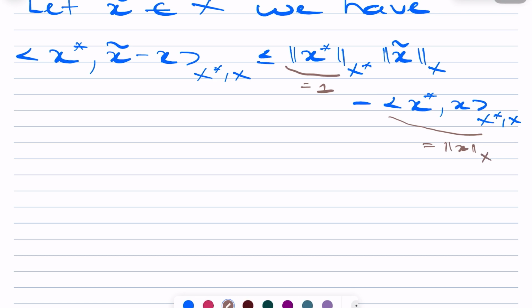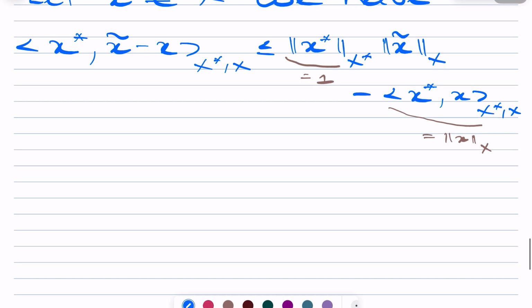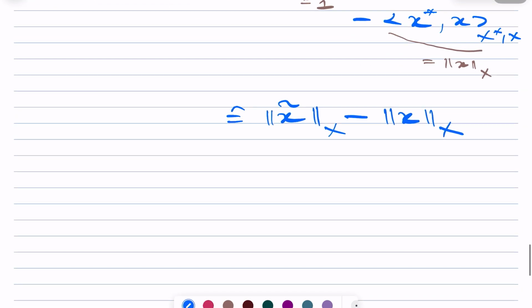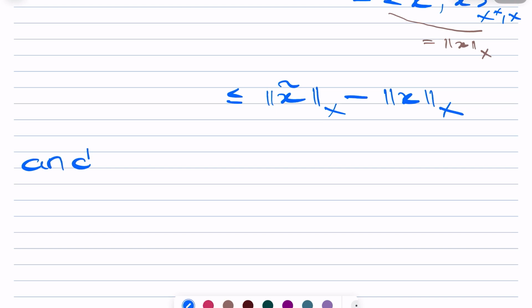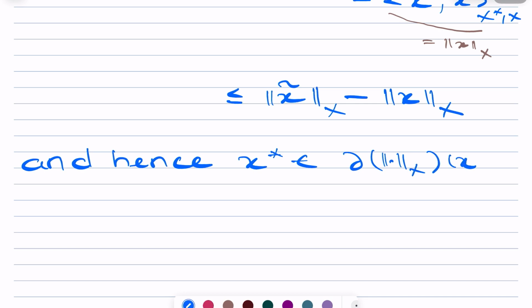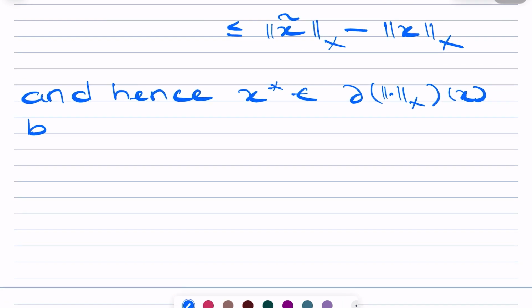So if you plug in everything, then you get that this is even equal to the norm of x tilde in x minus the norm of x in x. So you can probably put this equal if you want. Okay, and hence this inequality is exactly what we need for x star to be in the convex subdifferential of the norm function at the point x. So this is by definition.